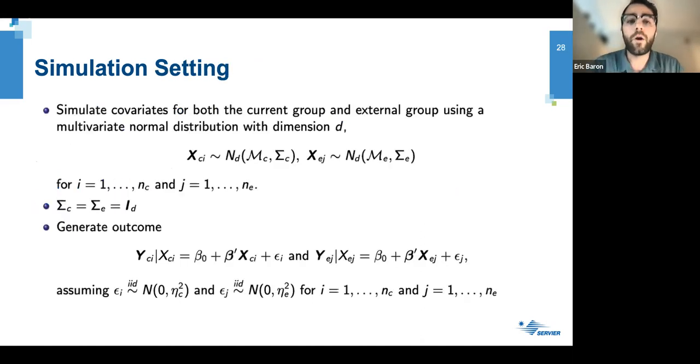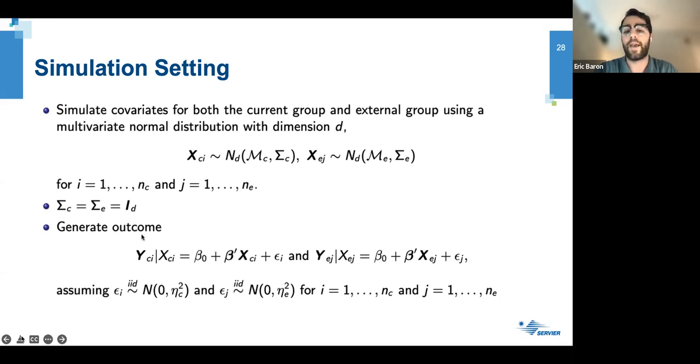So within the simulation setting, we simulate our covariates from both the current group and external group using a multivariate normal distribution with dimension D. X_i is just a vector, multivariate normal with mean MC, and for the external group, ME, and covariance matrices sigma C and sigma E for each of the observations. We assume that the baseline covariates for each observation are independent, so we just set these as an identity matrix.